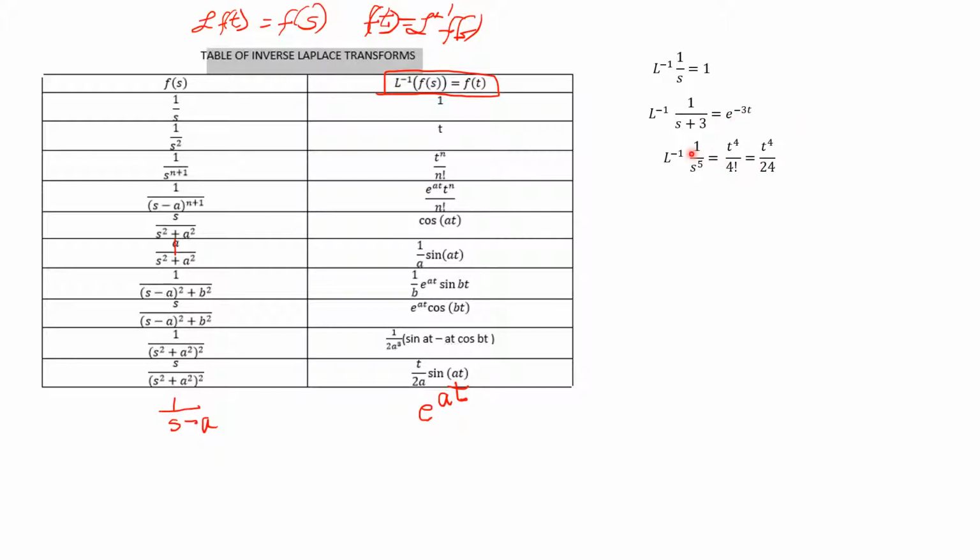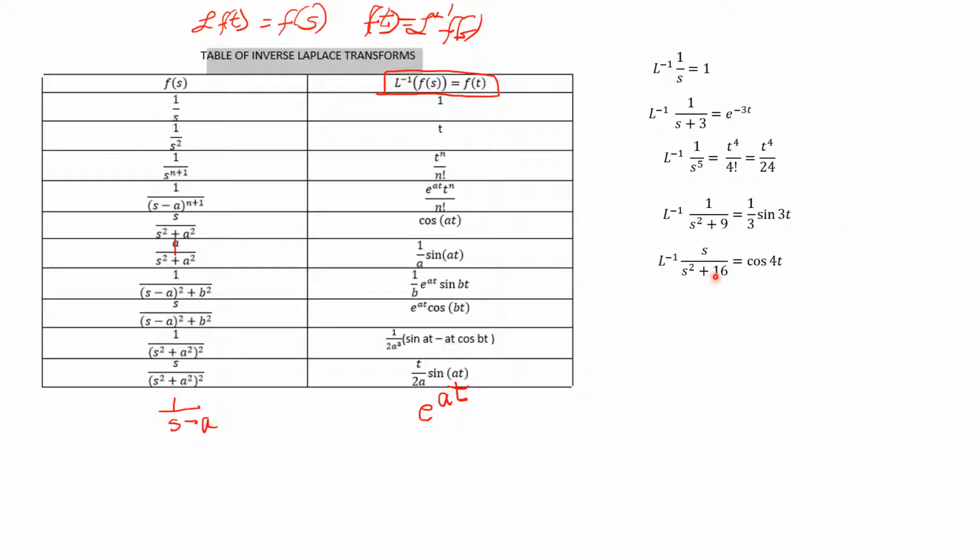Inverse of 1 over s to the 5, we can use this formula here where our n is 4. This is the same as what? 4 plus 1. So inverse of 1 over s to the 5 is t to the 4th over 4 factorial. That is t to the 4th over 24. Next, inverse of 1 over s squared plus 9. Okay, where do we have this here? The inverse is 1 over, remember the square root of 9 here is 3. So 1 over 3 sine 3t.